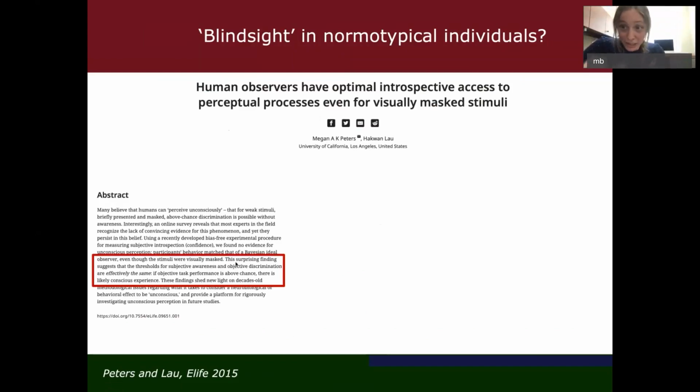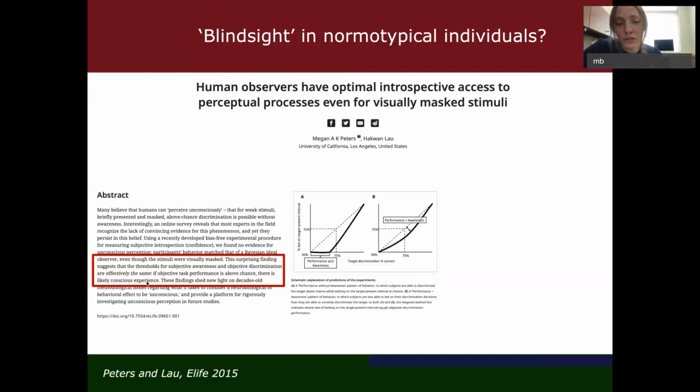So they were kind of trying to find this ideal situation where consciousness is dissociated from performance, which makes sense, so that you can actually look really at what goes with consciousness and not with performance, but they actually couldn't find it. They say that they had a surprising finding suggesting that the threshold for subjective awareness and objective discrimination were actually effectively the same. And if objective task performance was above chance, there was likely conscious experience.